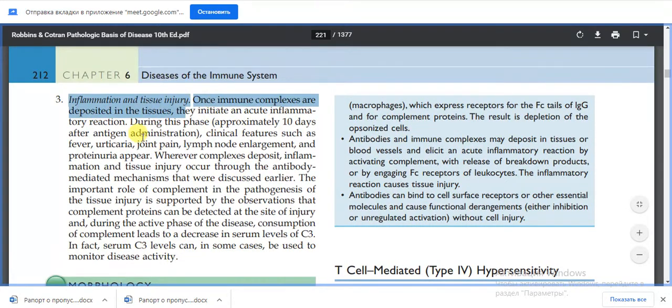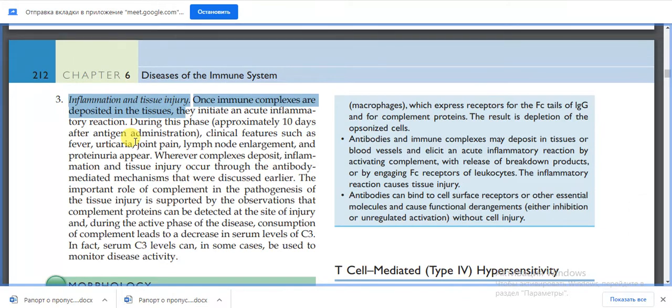So you remember that antigen antibody complexes activate the same complement system. But you see, blood vessels are not primarily antigenic for us. But after the deposition of antigen antibody complexes, they start to be antigenic.